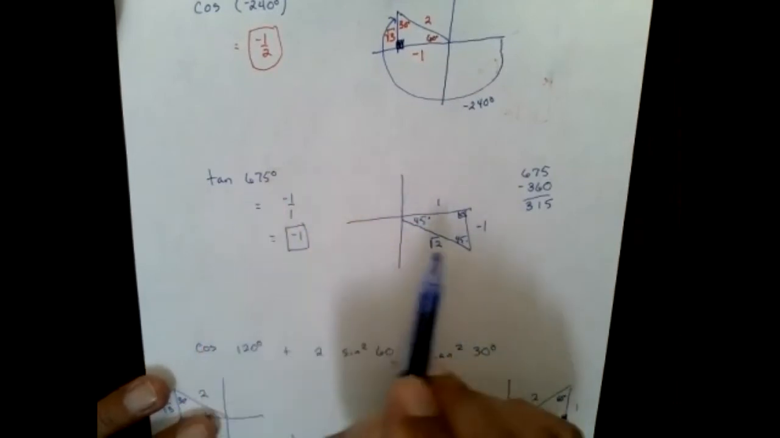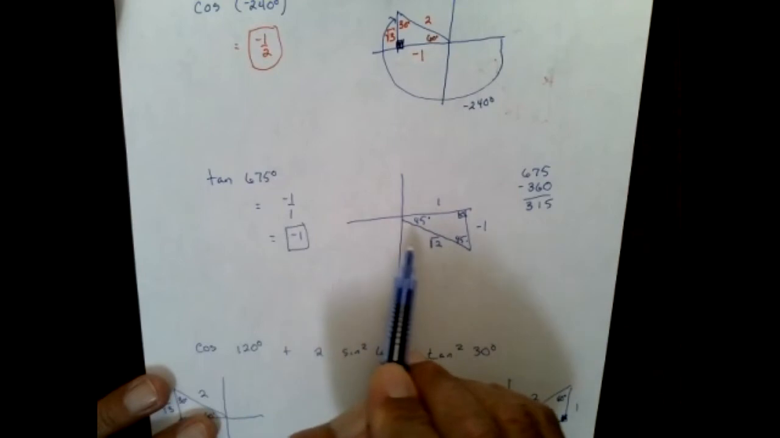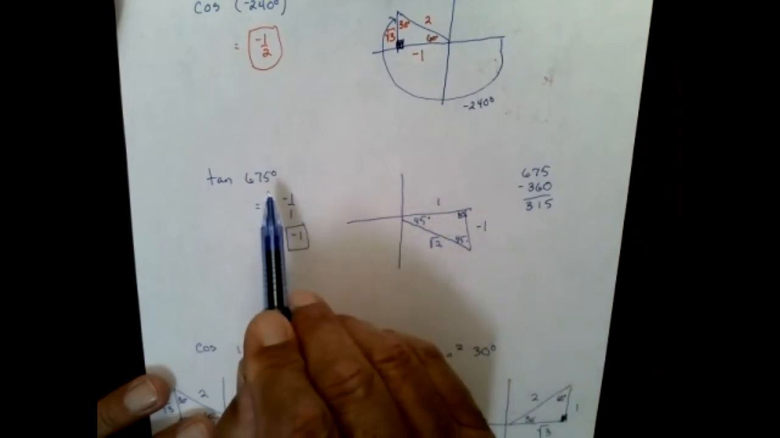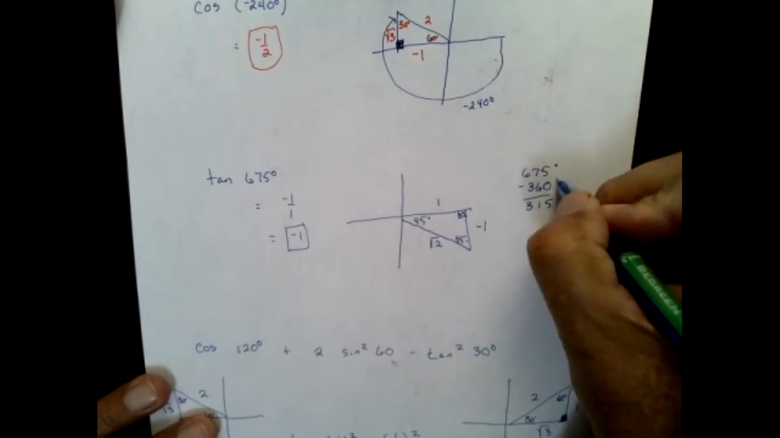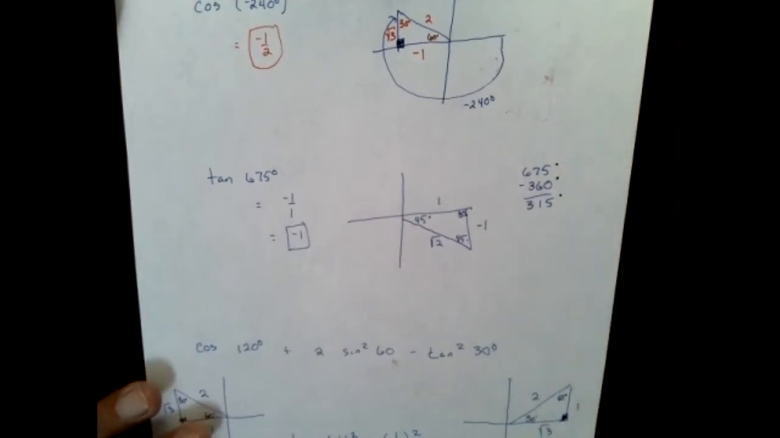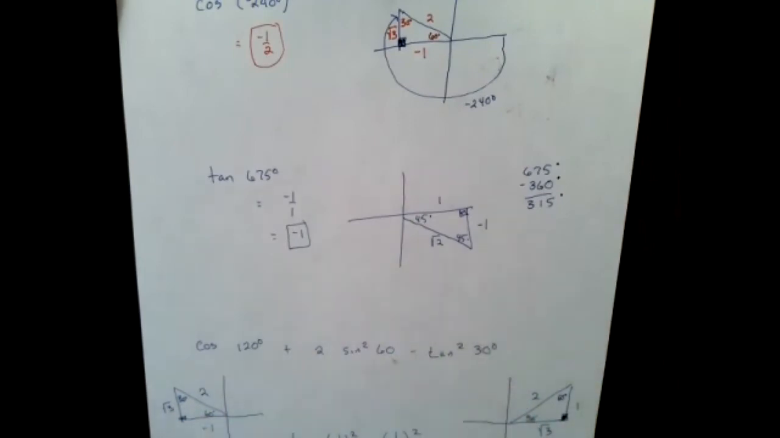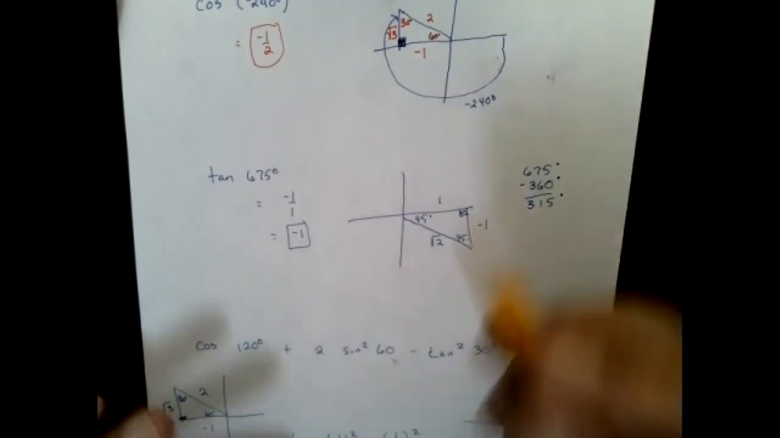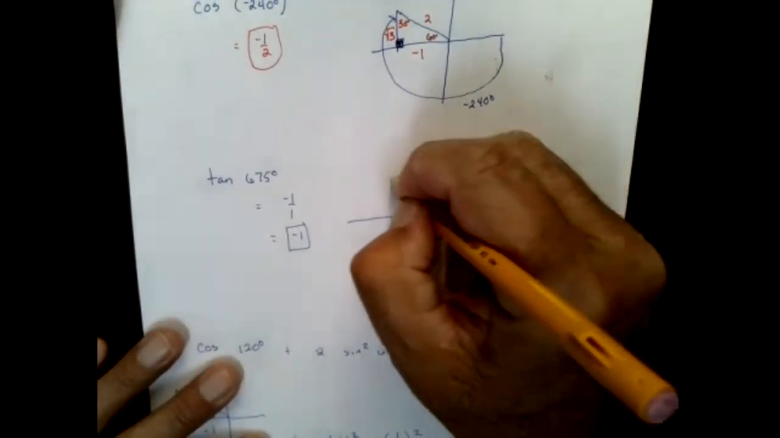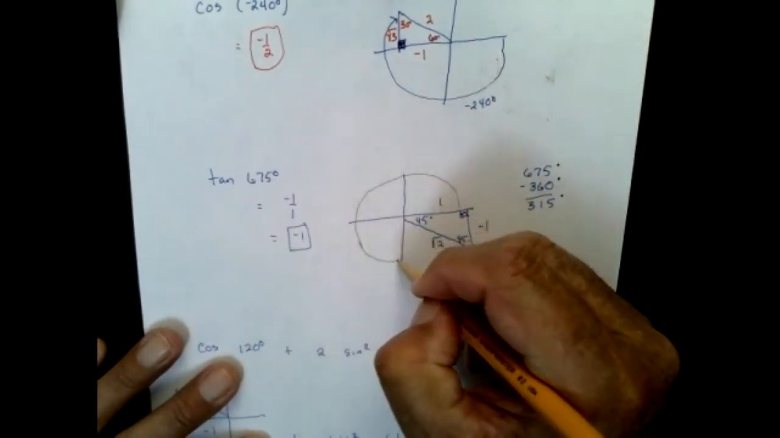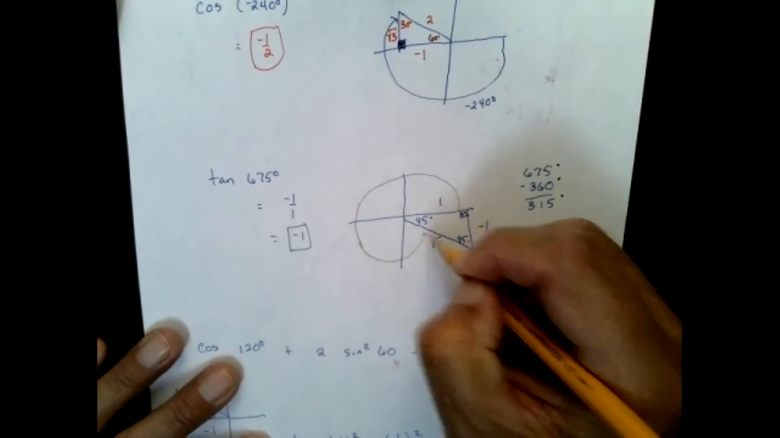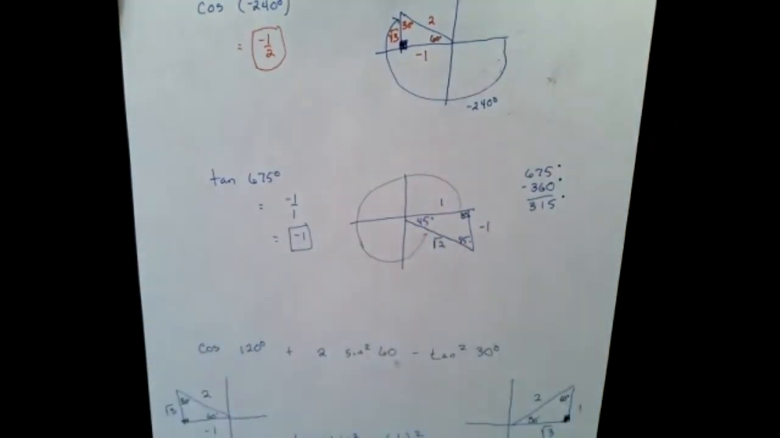675. Well, wait a minute. There's only 360 around, and this is bigger than 360. So I subtract 360 degrees from 675 degrees and I get 315 degrees. Now I start going around 180 to 270, and I go another 45 past that. So I get the reference angle of 45.